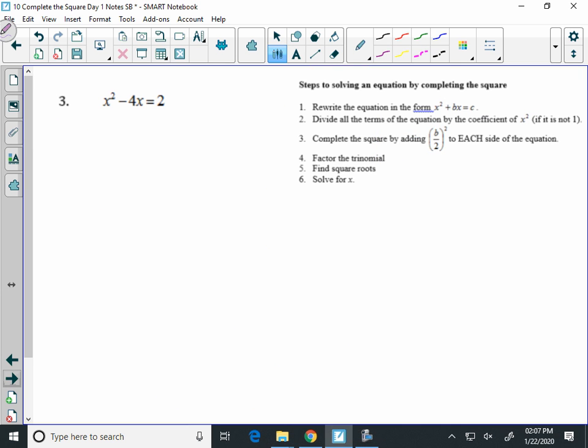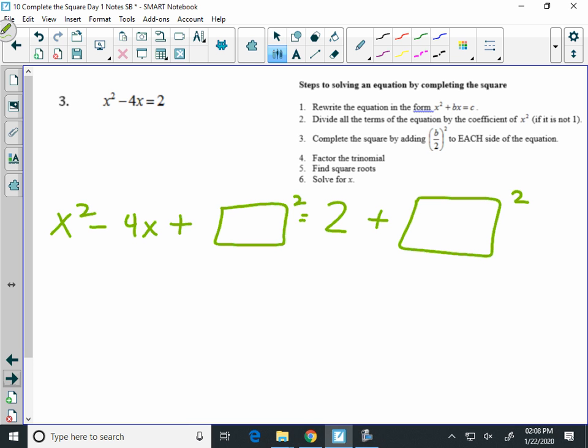One more. What's a little bit different about this one than the other one? Yeah, there's a number. The number's already been moved over for us. Don't move it back over. Leave it there. You just can go ahead and write in your boxes. X squared minus 4x plus a box squared is equal to 2 plus a box. How do we fill in our boxes?